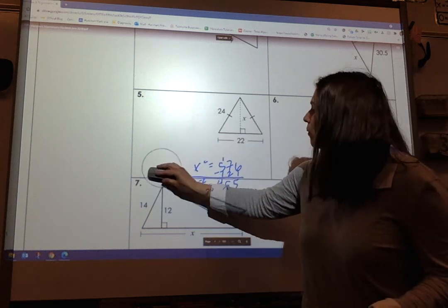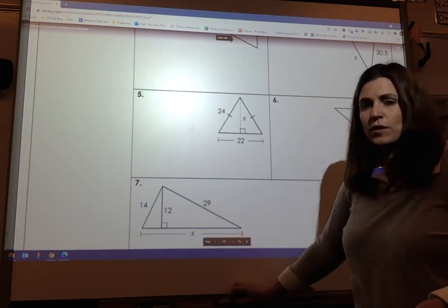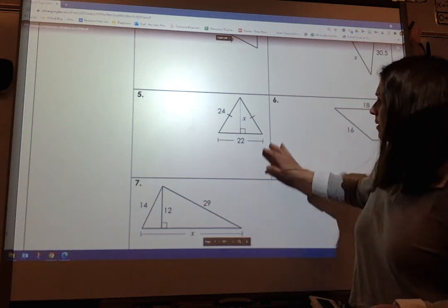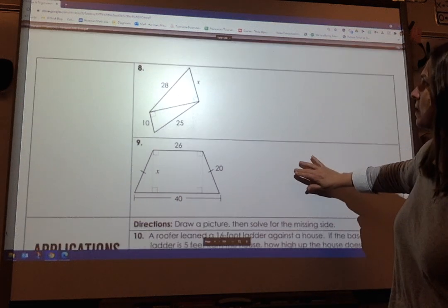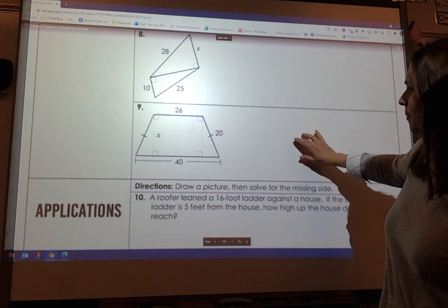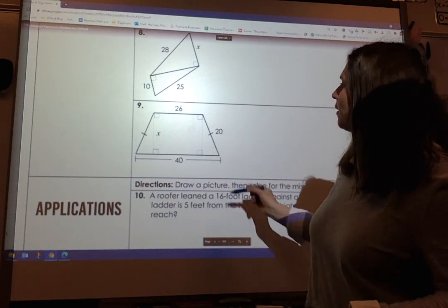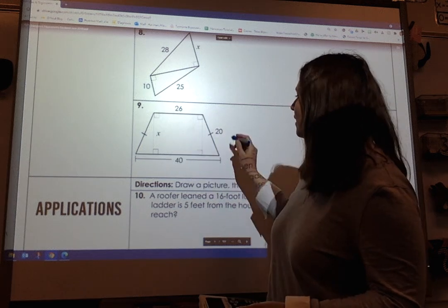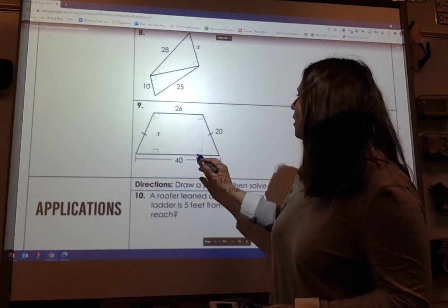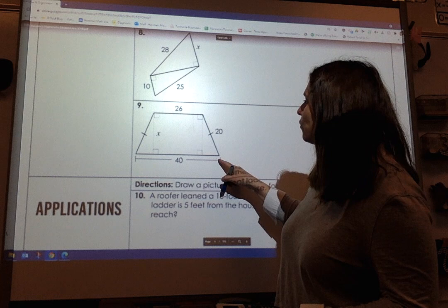So that's just a quick refresher on Pythagorean theorem. If you are struggling, come see me. Let me see if I see anything that's crazy. Well, look at number 9. So if you know that this length is 26, right here, I know that the whole length is 40.